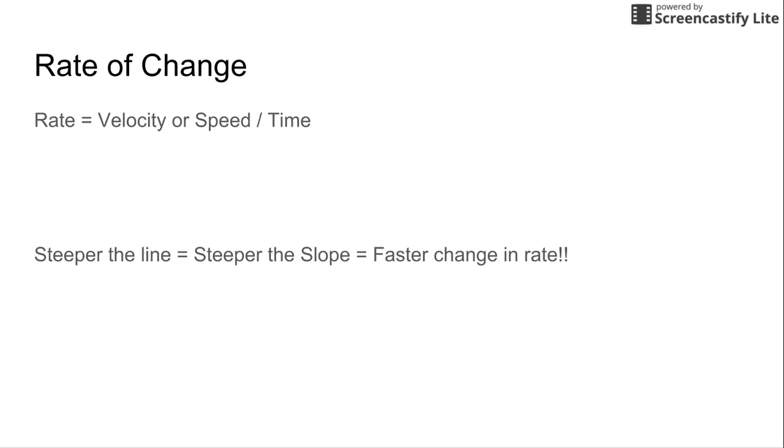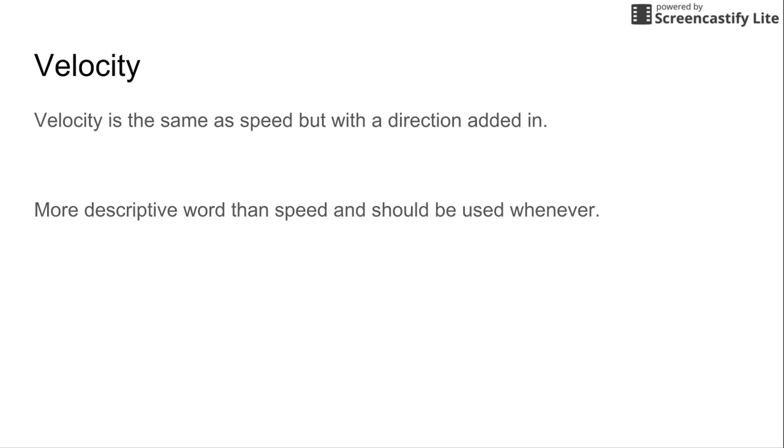When we talk about the rate of change, we're talking about the velocity or speed over time. And like we said, the steeper the line, the steeper the slope, the faster the rate of change. Velocity is the same thing as speed, but it also has direction added in. So it's a more descriptive word than speed and should be used whenever possible.